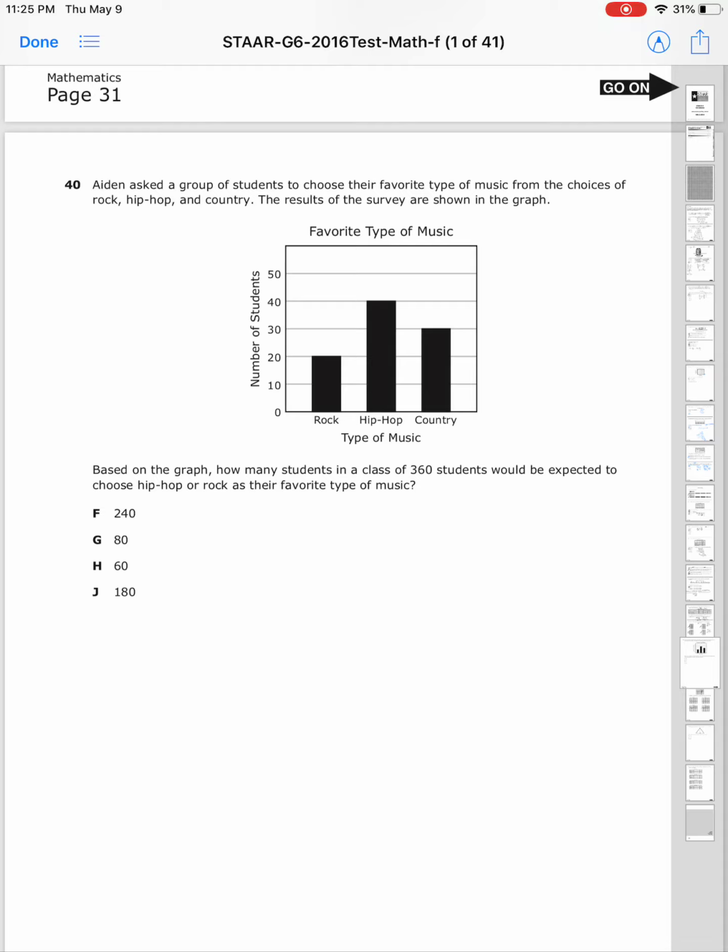So we need to first find the whole right here, because if you notice, this was only surveyed for 20 plus 40, which is 60, 60 plus 30, which is 90 students, not bad. So this was only surveyed for 90 students. So 90 is our whole. And we're talking about rock and hip hop, which is only 60.